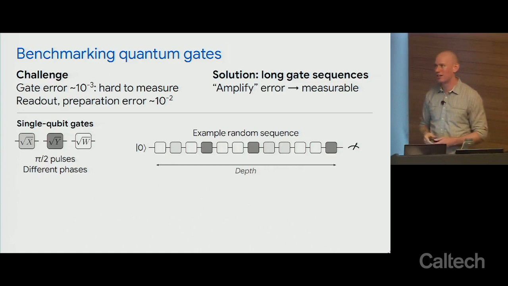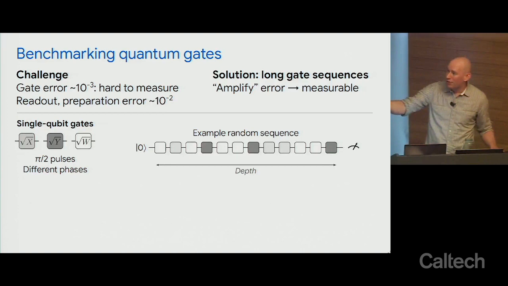So suppose we want to look at just single qubit gates. Here we have a collection of three single qubit gates. These are pi over 2 pulses, which are like pi pulses, but half as much. And the only difference between these is they have different phases. So they're sort of rotating about different axes in the Bloch sphere, if you like. And we can make a random sequence of these where we start out in the ground state, we do a randomly selected sequence, and then we measure the qubit at the end.